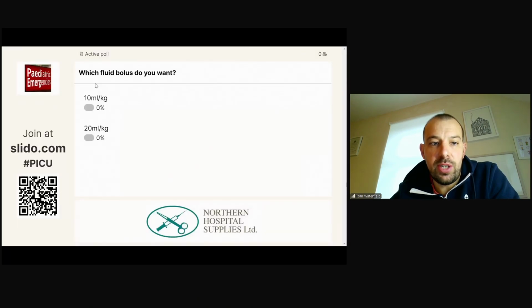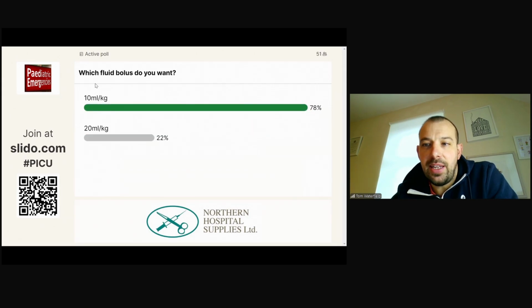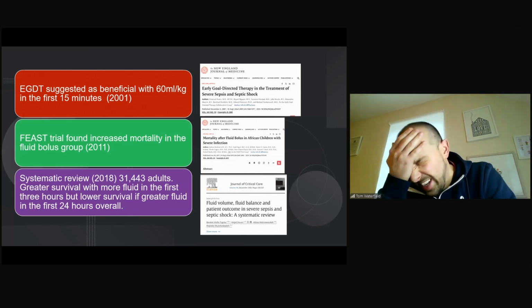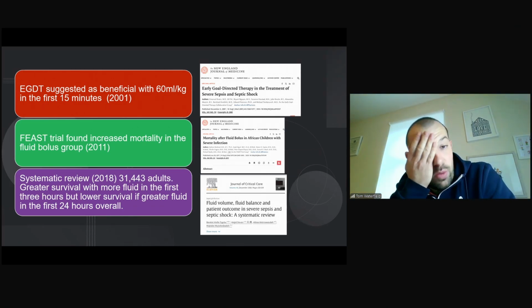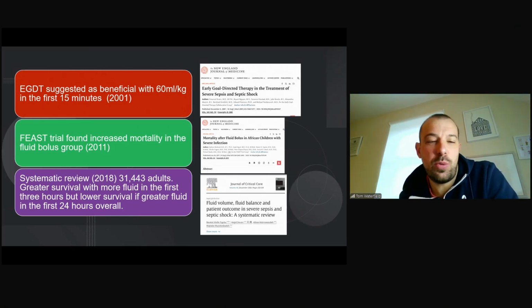So, which fluid bolus do you want to give for this child initially, a 10 or a 20 ml per kilo bolus? Okay, I think that's enough. The vast majority are going for 10 ml per kilo. I know why you've done that, and we're just going to go a little bit into the background. So we go back 20 odd years. Early goal-directed therapy was all the rage, and there was talk of people giving 60 mils per kilo. A lot of this is adult research, which gets extrapolated to children very quickly, and central venous monitoring was started very quickly.